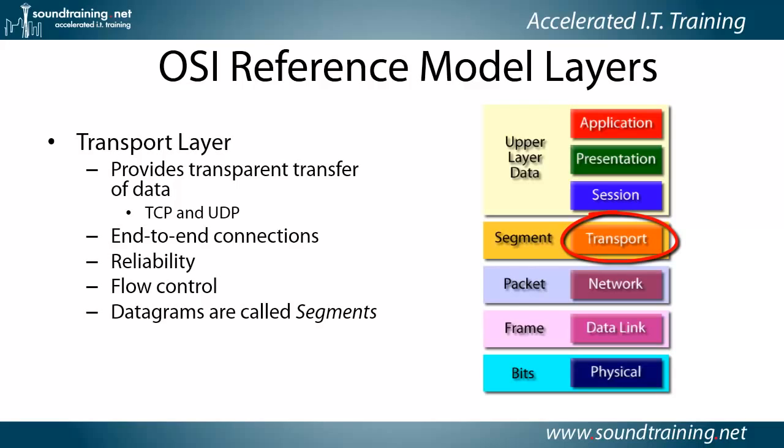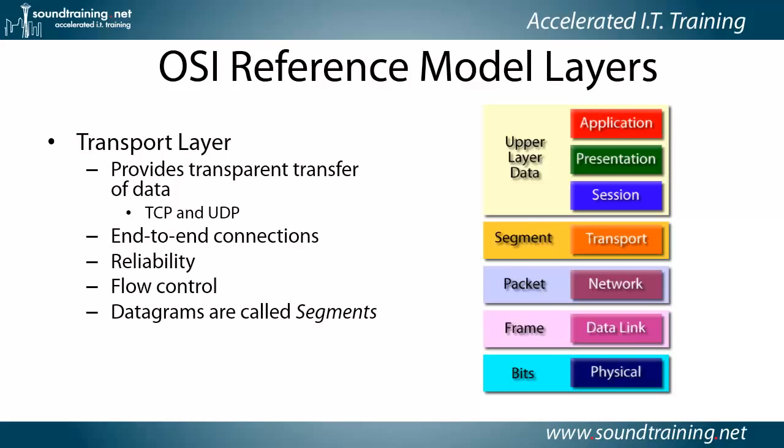This is layer 4. It provides transparent transfer of data. Protocols that operate here are TCP and UDP. TCP for reliable connections and UDP for unreliable or non-reliable, maybe is a better way of describing it. In this case, non-reliable is not necessarily bad. It simply means there's less overhead because there isn't the error checking that happens with TCP, nor the confirmation of delivery. So you use TCP when you need to ensure that the datagrams arrive at the destination, and you use UDP when latency is more of an issue because there's more overhead associated with TCP.